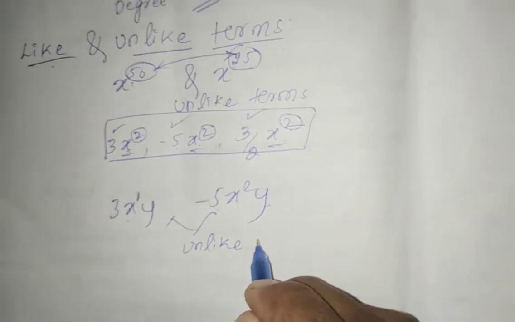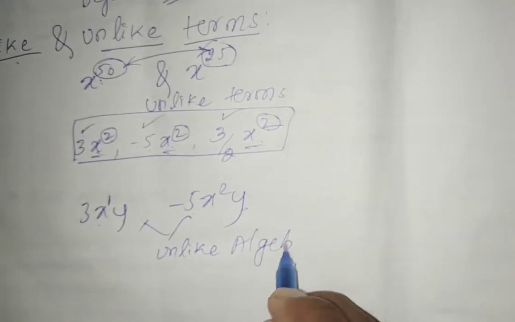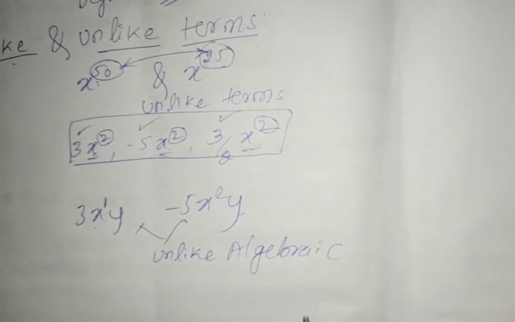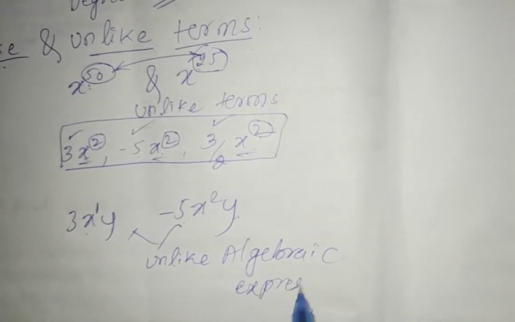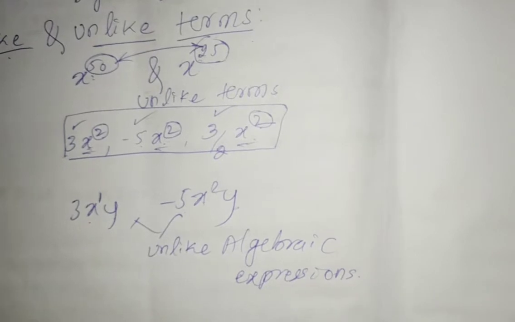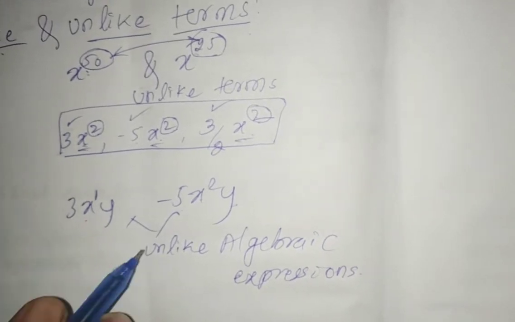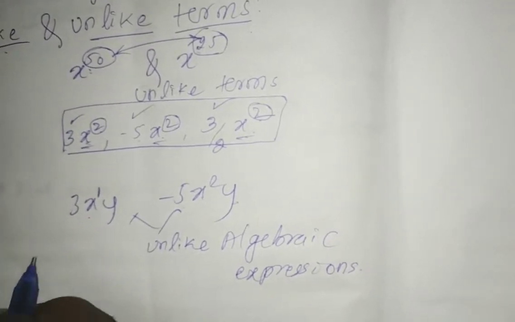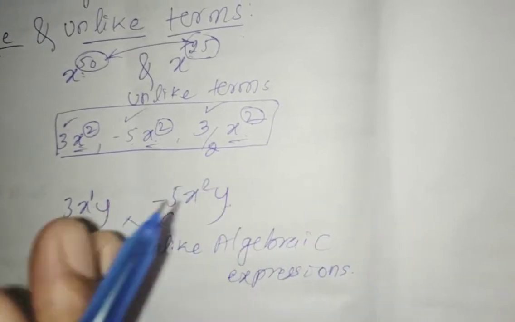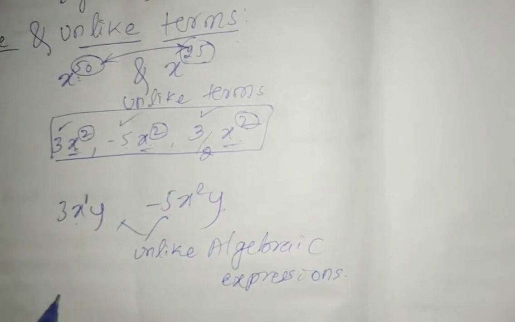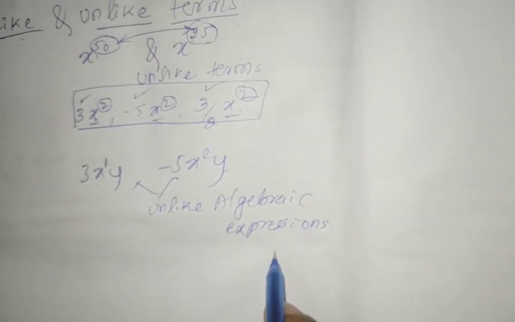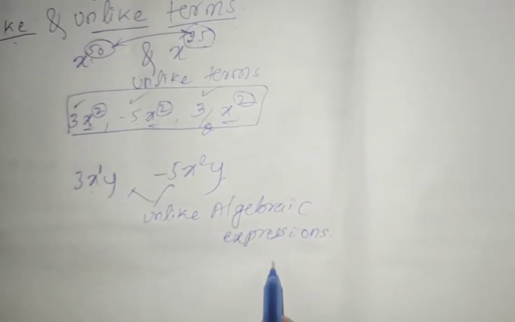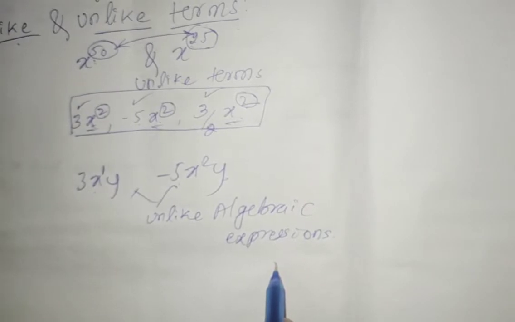Sorry, unlike algebraic expressions. I hope all students have understood this. Then you just take some examples and classify them as like terms and unlike terms. Okay, then the next topic, operations on algebraic expressions.